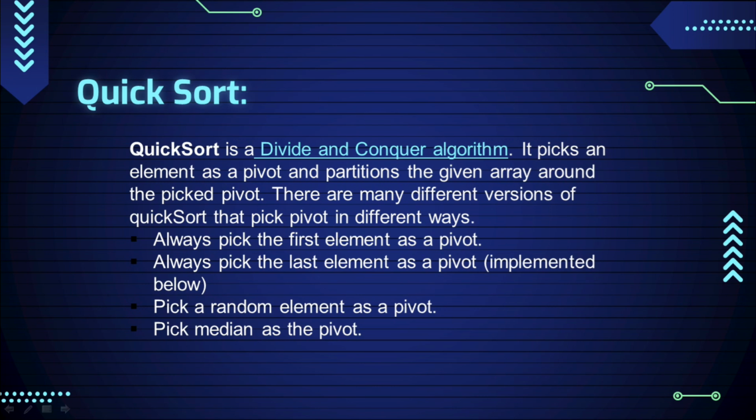Quicksort is a divide and conquer algorithm. It picks an element as a pivot and partitions the given array around the picked pivot. There are many different versions of quicksort that pick the pivot in different ways. First, always pick the first element as a pivot. Second, always pick the last element as a pivot. Third, pick a random element as a pivot. And last, pick the median as the pivot.